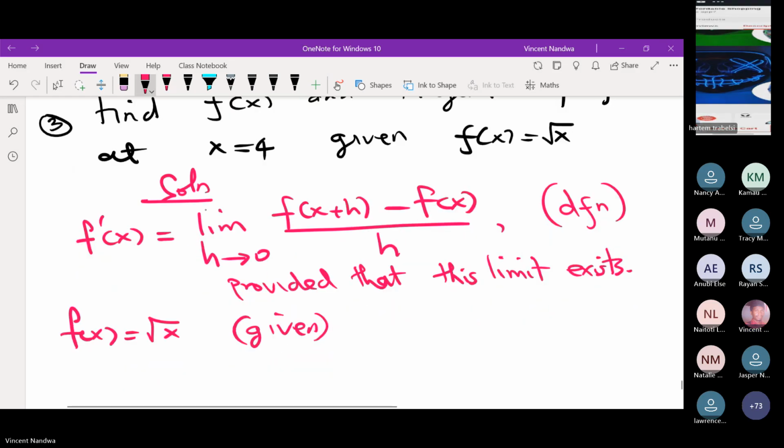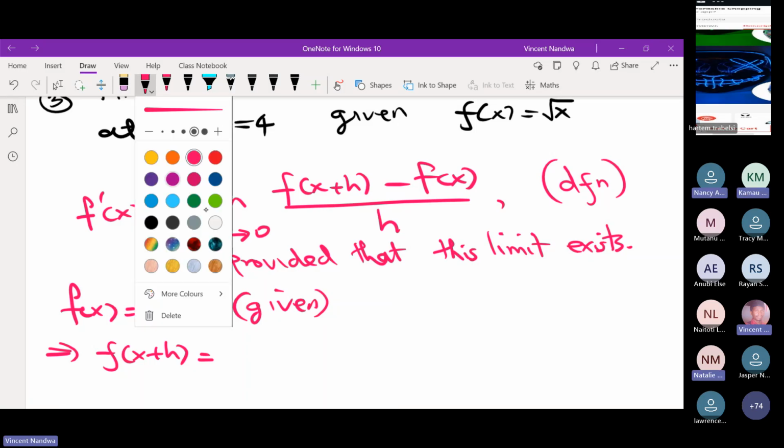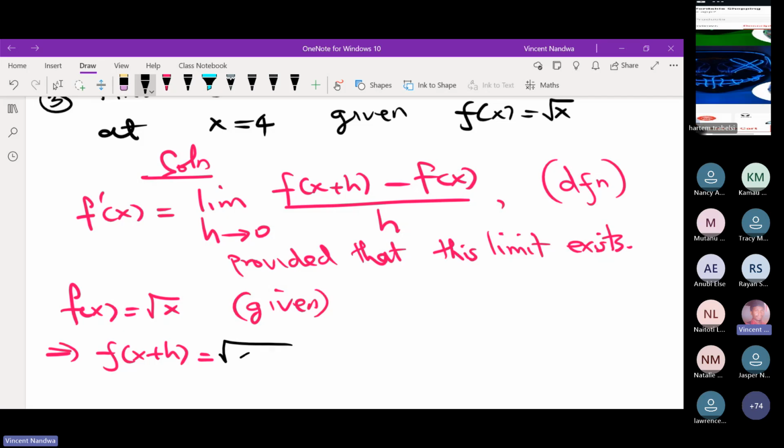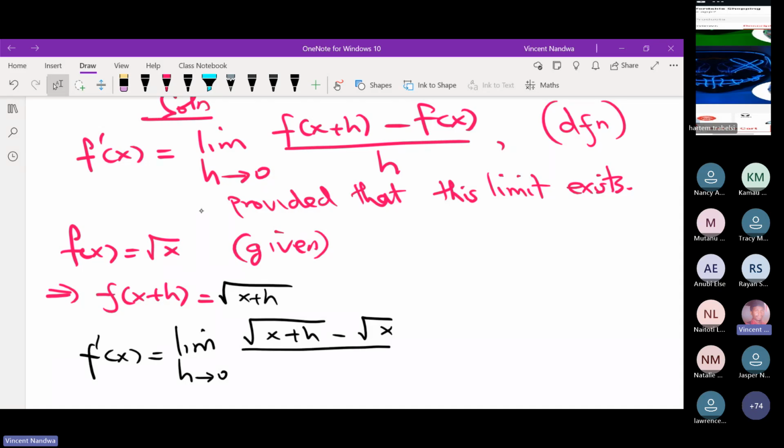So now, what will be the value if f of x is root x? What is the value of f of x plus h? Root of x plus h. So then now we can say f prime of x will be the limit as h approaches 0 of root of x plus h minus root x, divided by h.